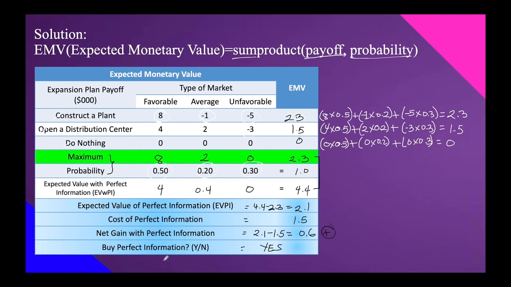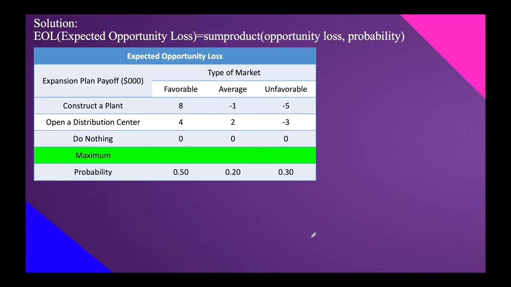We will buy the perfect information. Since the net gain with perfect information is a positive number, 0.6, it will be beneficial to the company to buy the information from AC Nielsen Corporation, or the Nielsen Corporation. Okay, so nakapag-decide na, yes, sige, bibili natin. Okay tayo dyan. Now, the next question: what should be or what will be our EOS?